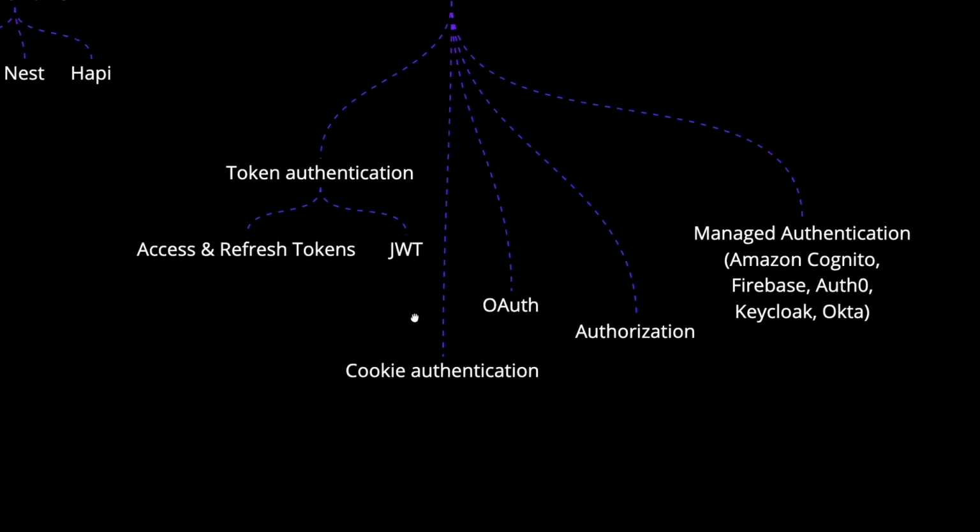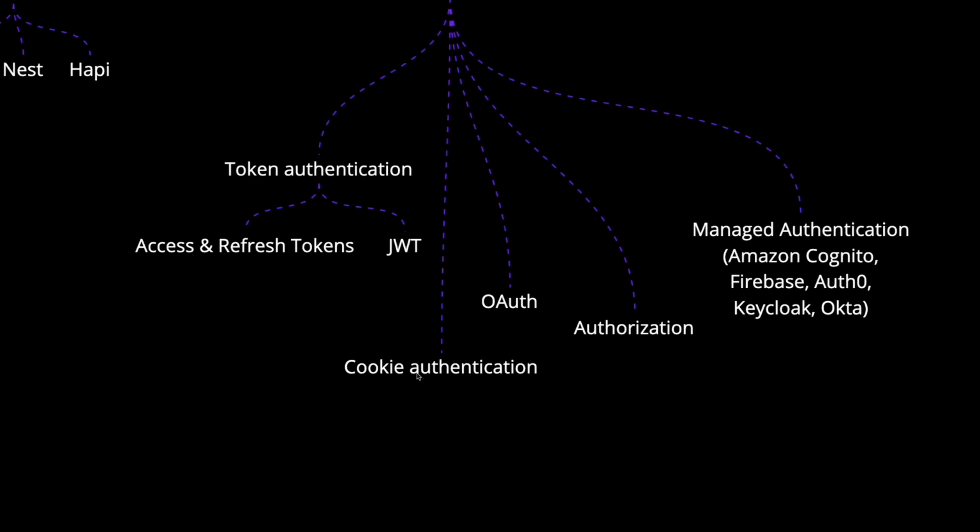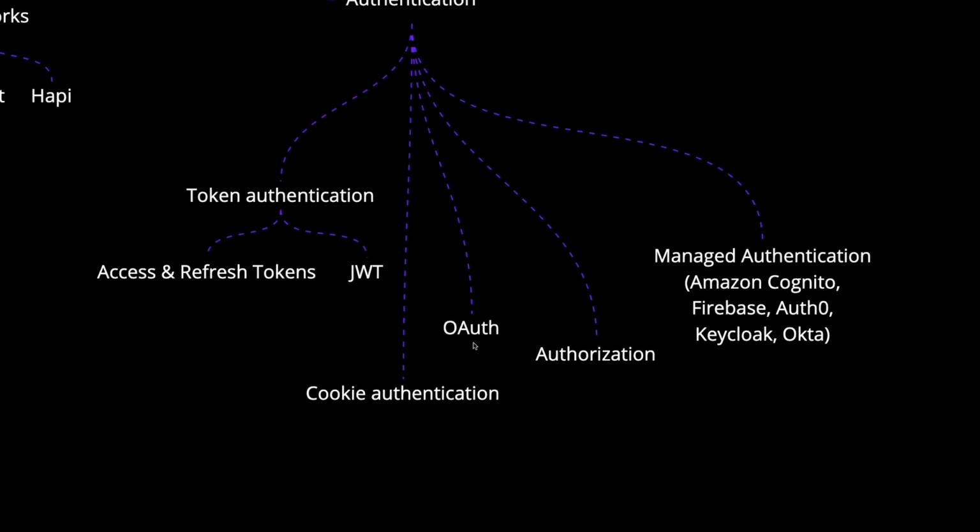The traditional authentication method is with cookies and sessions. Traditionally, sessions are managed using cookies, which are sent with each HTTP request, allowing the server to identify users across requests. Then we have OAuth, which is an open standard for access delegation. It provides a way for users to grant websites or applications access to their information on other websites, but without giving them the passwords.